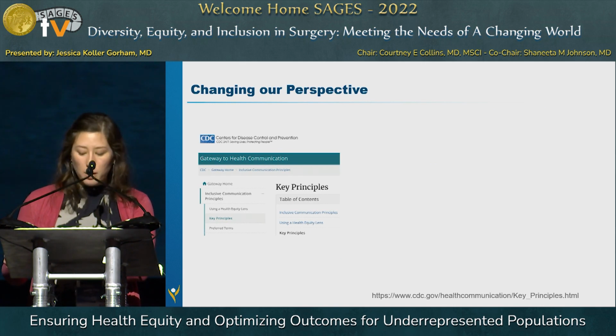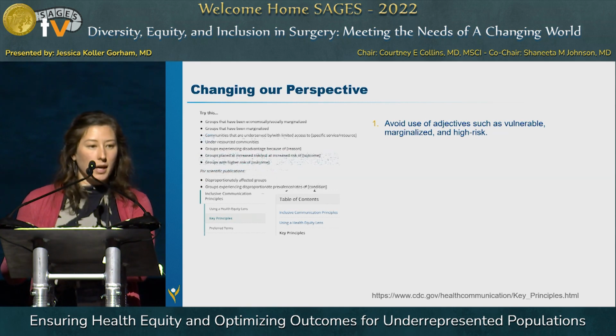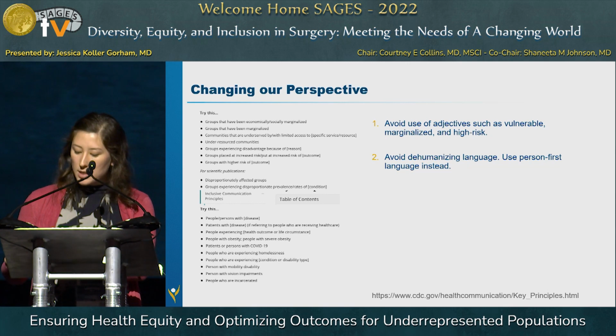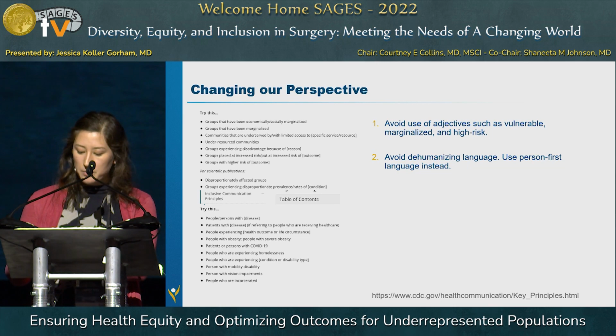Second, change the way we talk. The CDC actually provides guidelines for inclusive communication, which includes avoiding use of certain adjectives, indicating vulnerability, and dehumanizing language. For example, instead of saying diabetics, say persons with diabetes, or instead of saying the homeless, say people who are experiencing homelessness. You'd be surprised how this can adjust our attitudes.